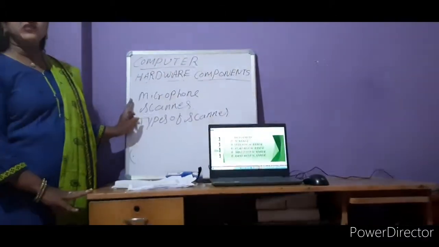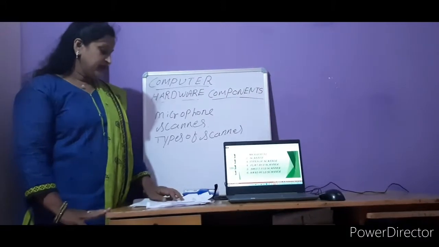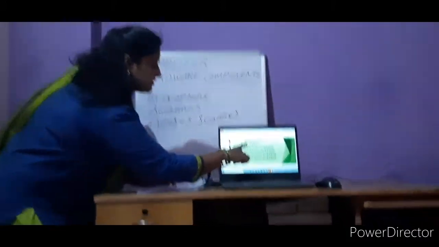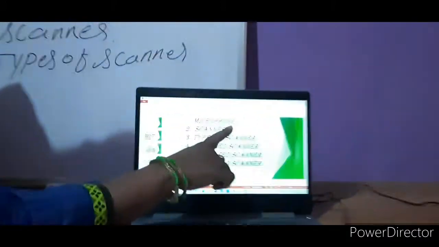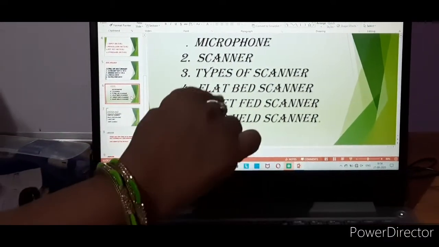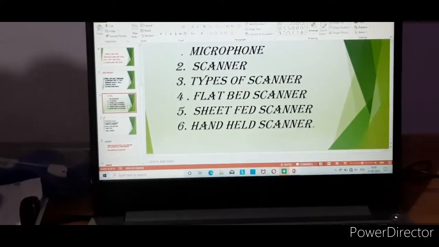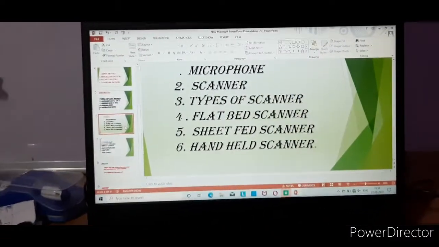Yes, next we will study the microphone and the scanner and the types of scanner. Here you can see the scanner, the microphone, and the types of scanner: the flatbed scanner, the sheet-fed scanner, and the handheld scanner. There are three types of scanner. One by one we will study.